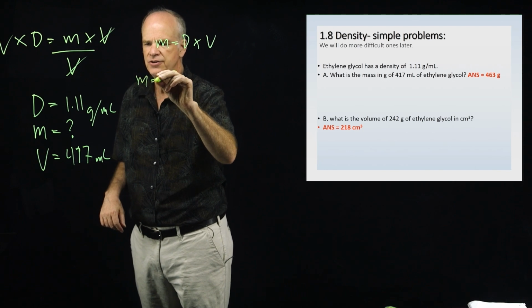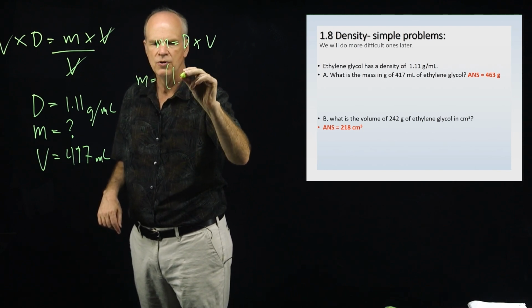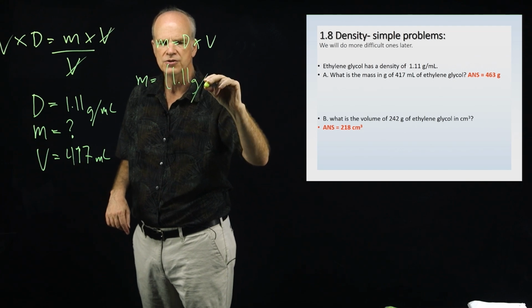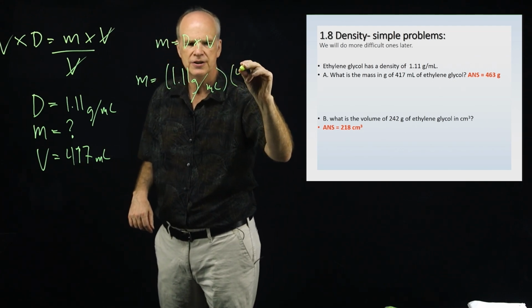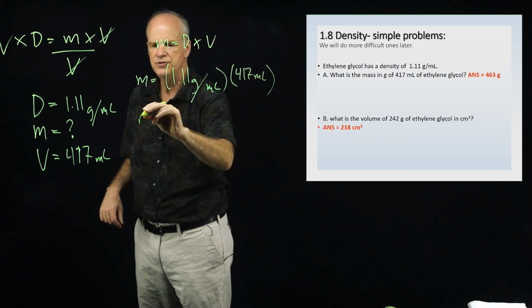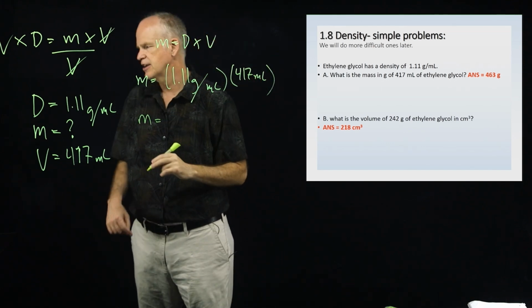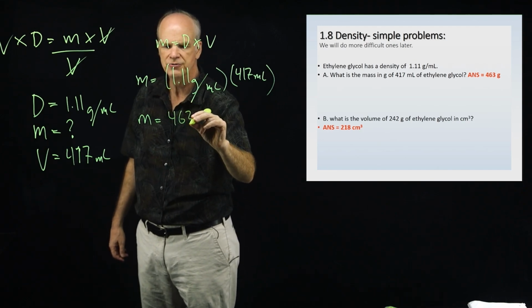So M is equal to D, which is 1.11 grams per milliliter, times V, which is 417 milliliters. If you do the math on the calculator for that, you should get the answer, which is 463 grams.